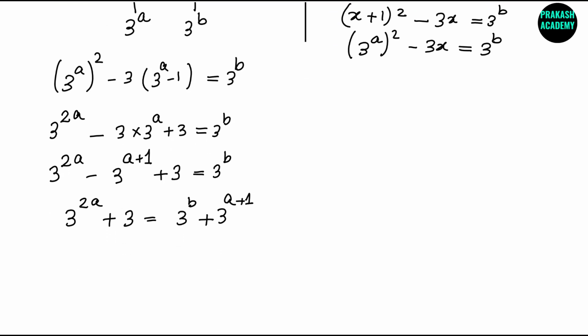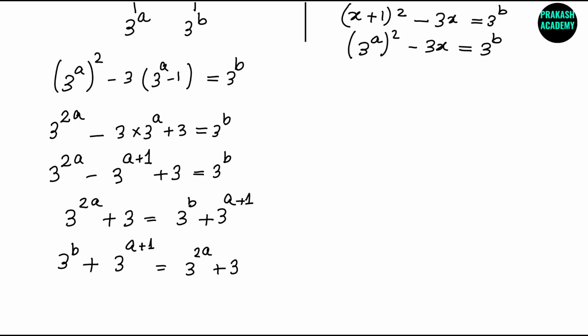Or we can also write the same thing, 3 raised to the power b. I can write left side to right side, 3 raised to the power b plus 3 raised to the power a plus 1 is equal to 3 raised to the power 2a plus 3.